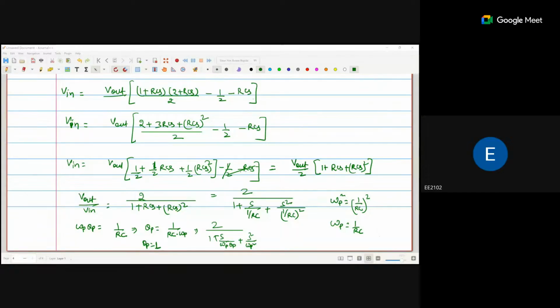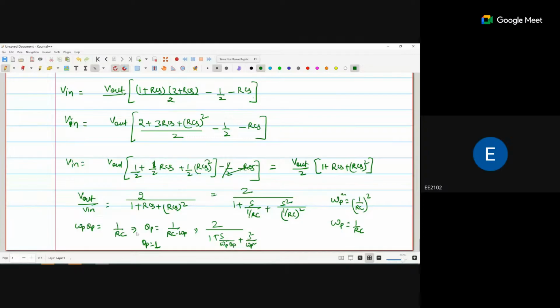For pole frequency, we have to find omega P. When I have to find FC, that is the cutoff frequency. C is for the cutoff frequency and P is for the pole frequency.